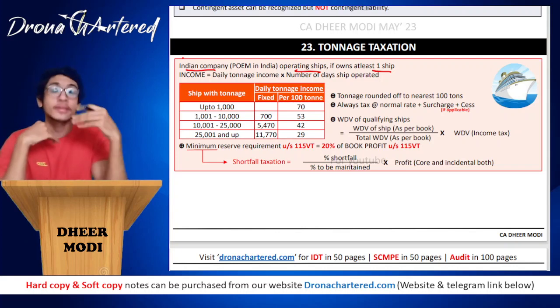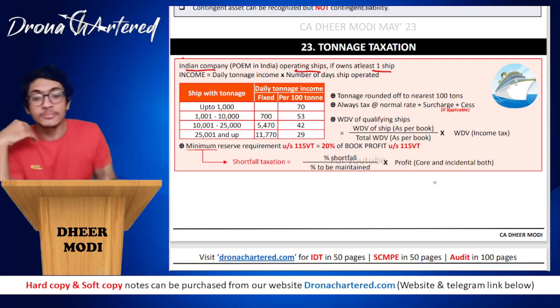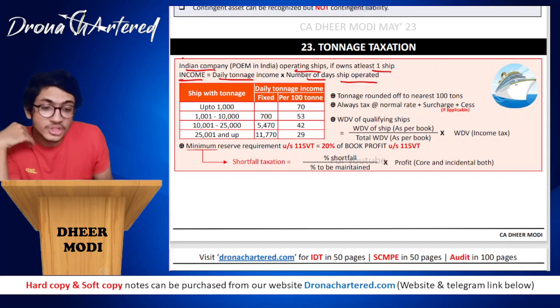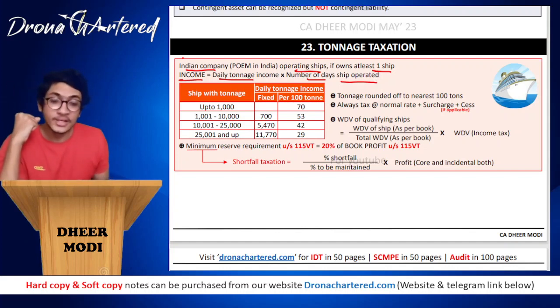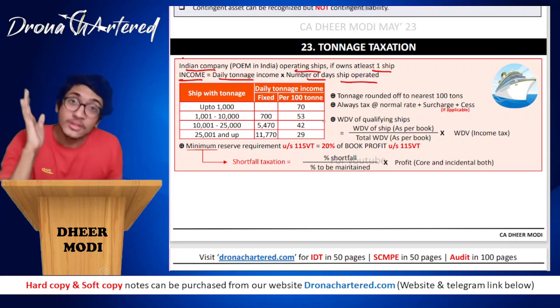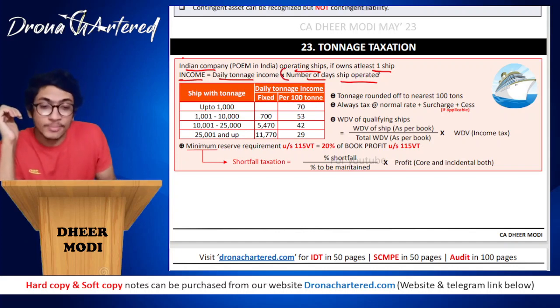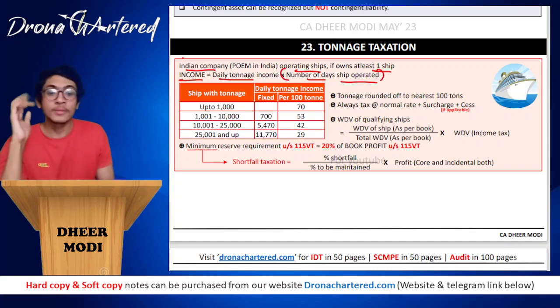So under tonnage taxation, how do you calculate the income that your ship generates? Income is the daily tonnage income multiplied by the number of days the ship has operated. Now, how do you calculate the daily tonnage income? For that purpose we are using the table below. Do not forget to multiply by the number of days.